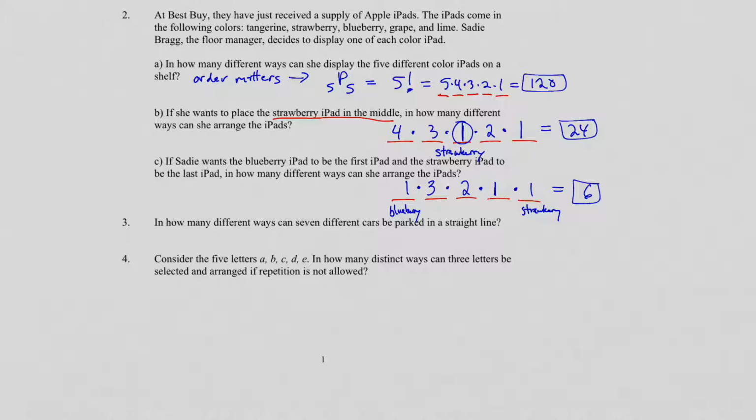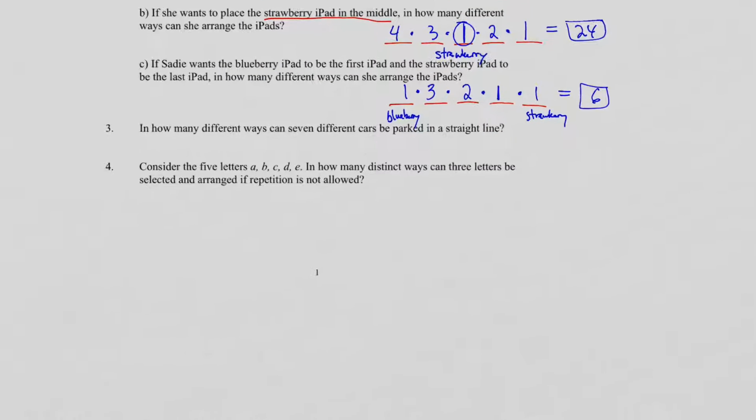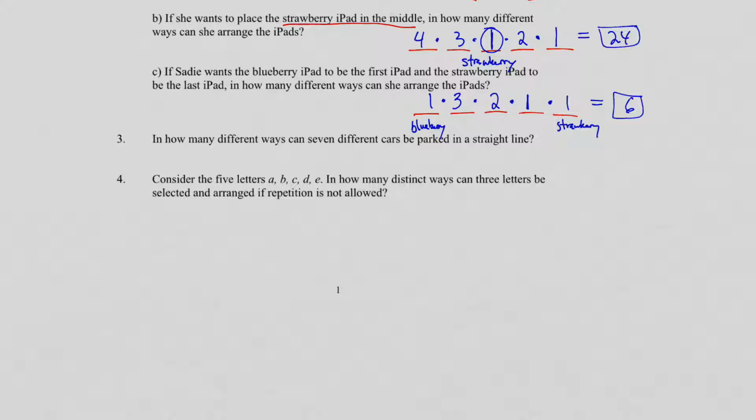Okay. So number 3: in how many different ways can 7 different cars be parked in a straight line? You're using all 7, guys. So this is just a plain old 7 factorial.